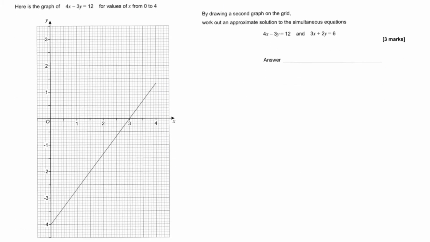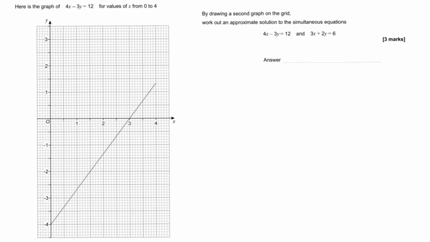So this next question asks us to solve simultaneous equations using a graph. The question says, here is the graph of 4x minus 3y equals 12 for the values of x from 0 to 4. By drawing a second graph on the grid, work out an approximate solution to the simultaneous equations 4x minus 3y equals 12 and 3x plus 2y equals 6.